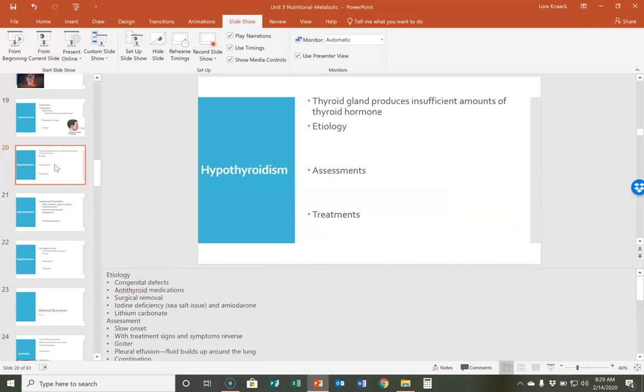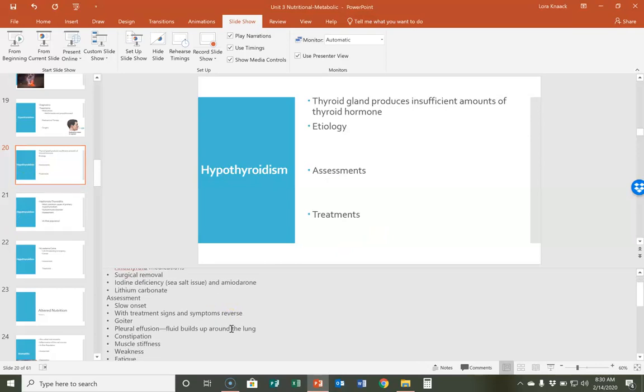All right, hypothyroidism. Hypothyroidism is when the thyroid gland produces insufficient amounts of the thyroid hormone. Etiology can be a congenital defect, antithyroid medication, surgical removal of the thyroid, iodine deficiency, amiodarone use, and lithium carbonate use.